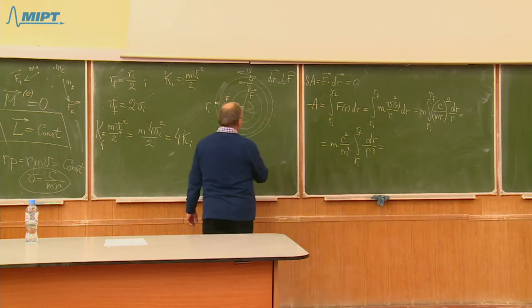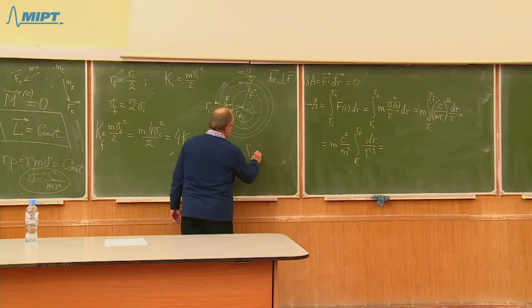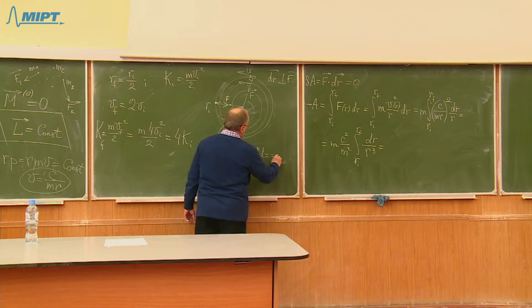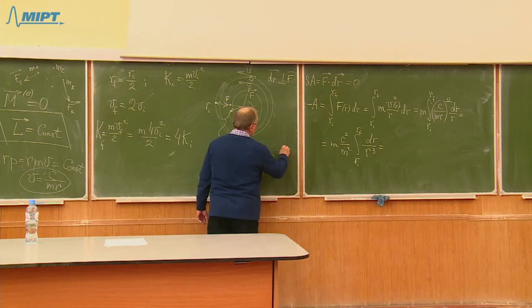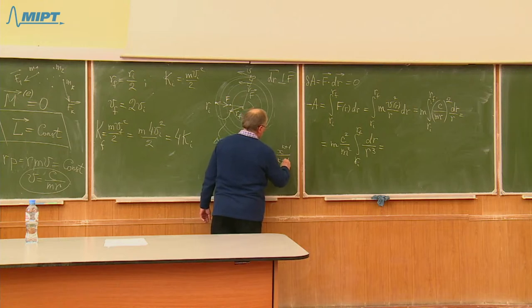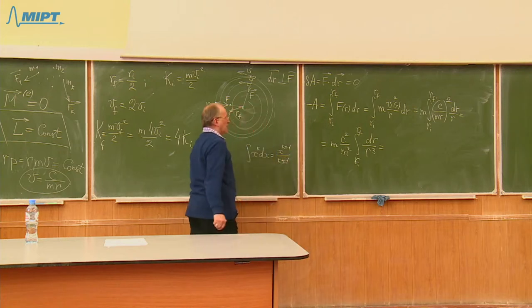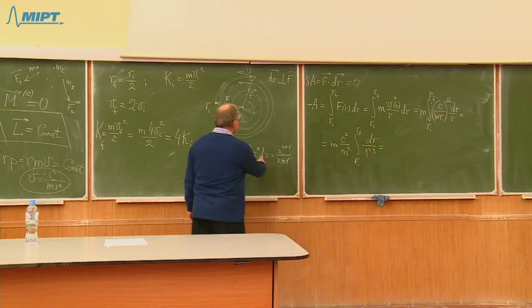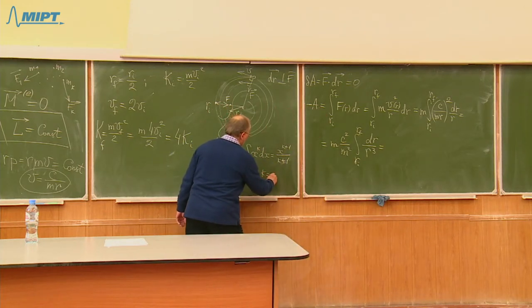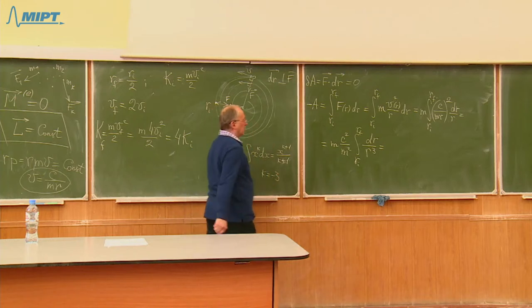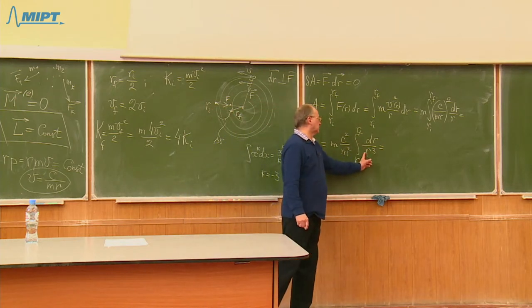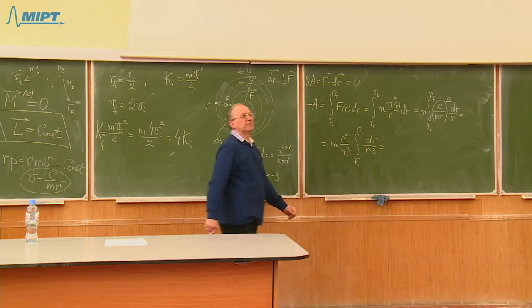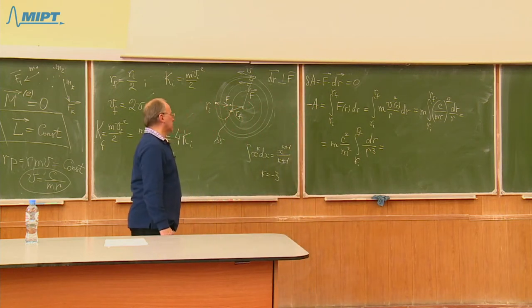You know the general formula. If you take the integral of x to the power of k dx, the result will be x to the power k plus 1 divided by k plus 1. In our particular integral, k equals minus 3, because we have radius to the power of minus 3. Radius is in the denominator.